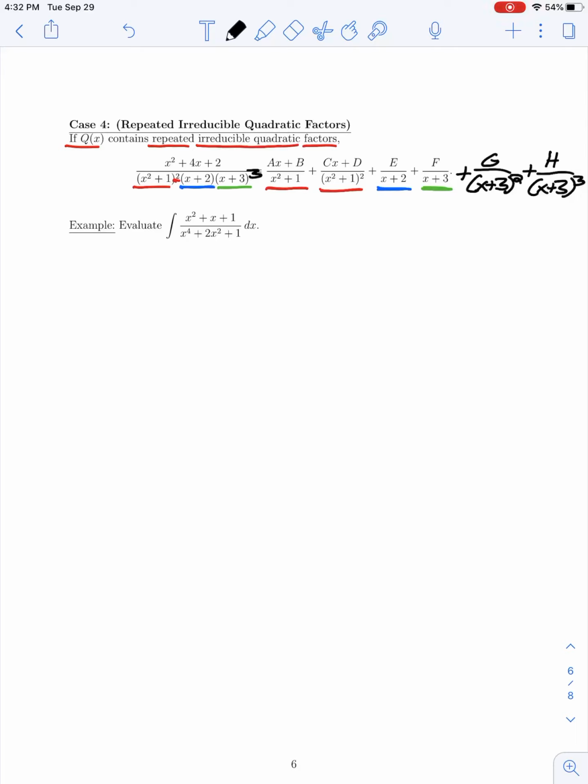So to illustrate this case of a repeated irreducible quadratic, let's look at the following example. And here we're asked to evaluate the antiderivative of the following rational function, where the degree of the numerator is less than that of the denominator. So when we see that, that should automatically make us think of this method of partial fractions.